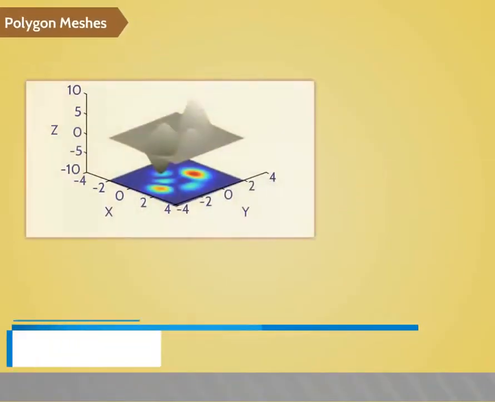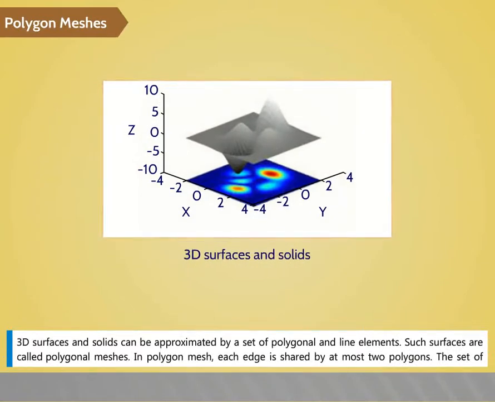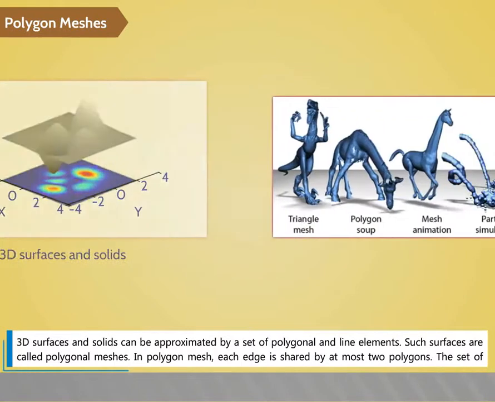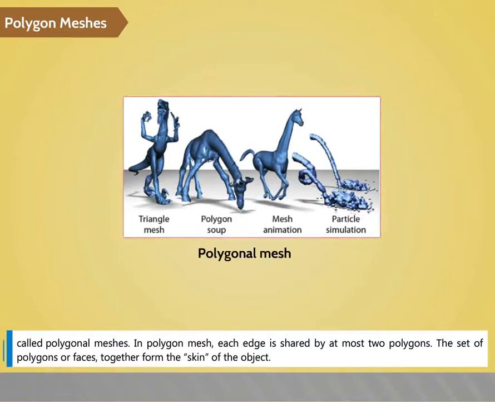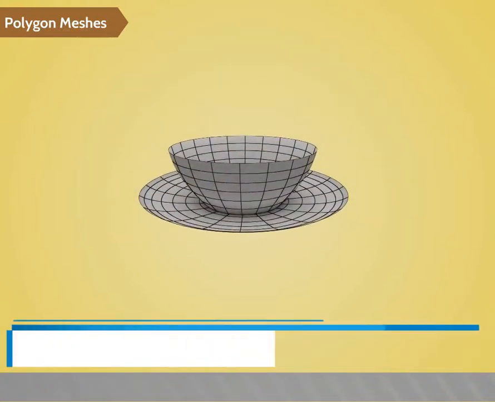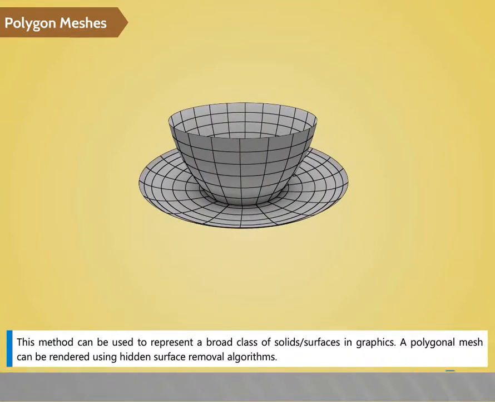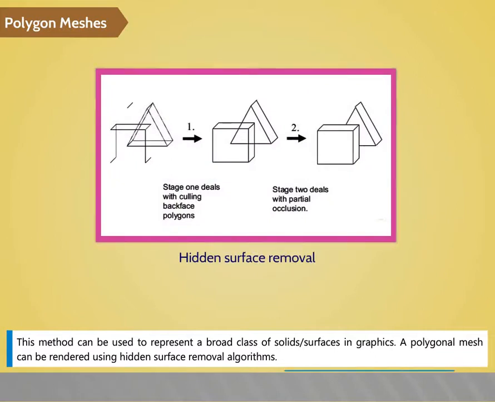Polygon meshes. 3D surfaces and solids can be approximated by a set of polygon and line elements. Such surfaces are called polygonal meshes. In a polygon mesh, each edge is shared by at most 2 polygons. The set of polygons or faces together form the skin of the object. This method can be used to represent a broad class of solids or surfaces in graphics. A polygonal mesh can be rendered using hidden surface removal algorithms.